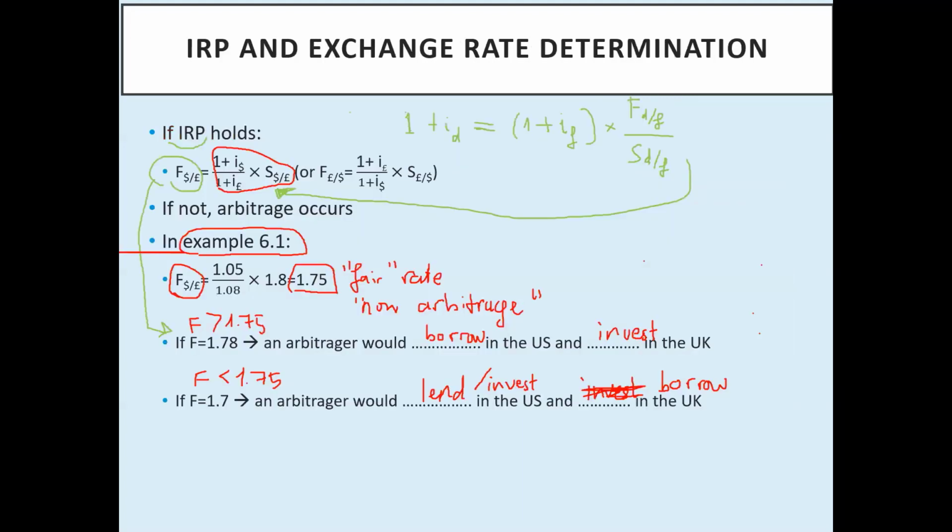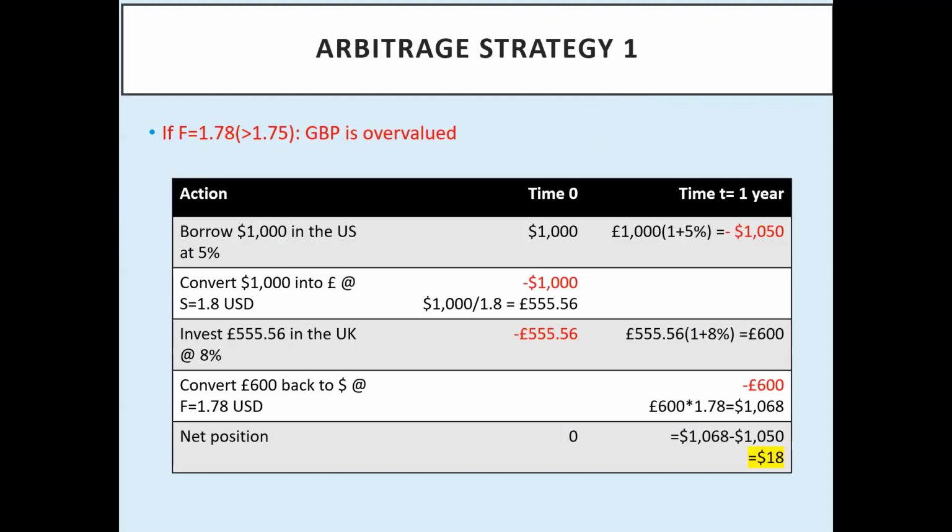So let's go back to our previous example about arbitrage opportunities from IRP. In this case, if the actual forward rate is higher than the fair rate or the non-arbitrage rate, so let's say it's 1.78, then we have an opportunity to arbitrage. In this case, it looks like the pound is a bit overvalued. Recall that this forward rate is the price of the pounds in terms of the USD.